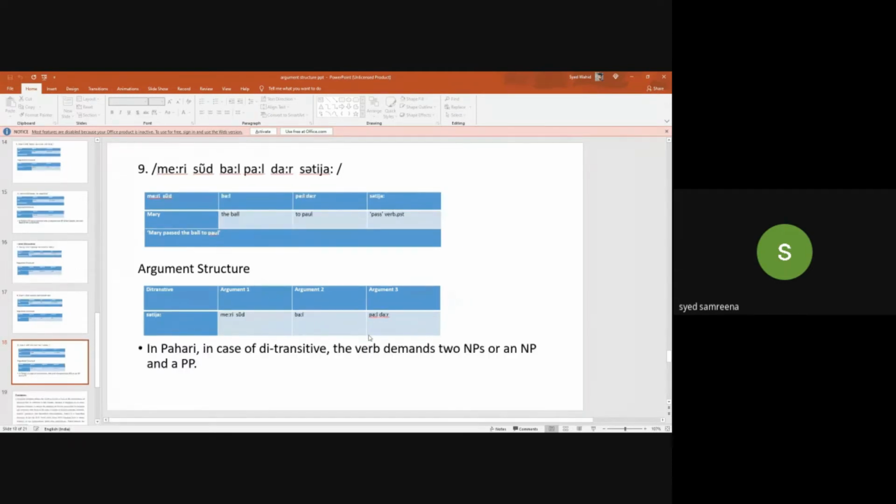Mary sund ball Paul dar sati. Mary passed the ball to Paul. Argument structure can be shown as the ditransitive verb satya, meaning passed, takes three arguments. Subject argument Mary soon, and the direct and indirect arguments are ball and Paul dar. In Pahari, in case of ditransitive, the verb demands two NPs or an NP and PP.